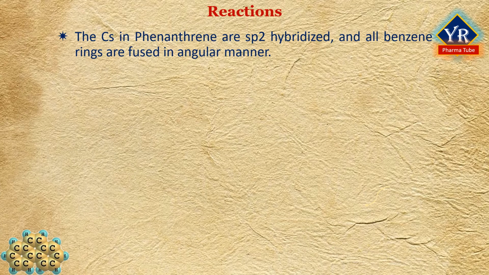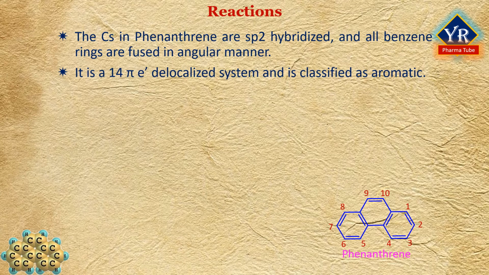As discussed in the previous video, the carbons in phenanthrene are sp2 hybridized, but unlike anthracene, the three benzene rings are fused in an angular manner. Similar to anthracene, it is a 14 pi electron delocalized system and is classified as aromatic on the basis of its properties. Comparing with naphthalene, in phenanthrene, the number of fused aromatic rings increases by one aromatic ring.